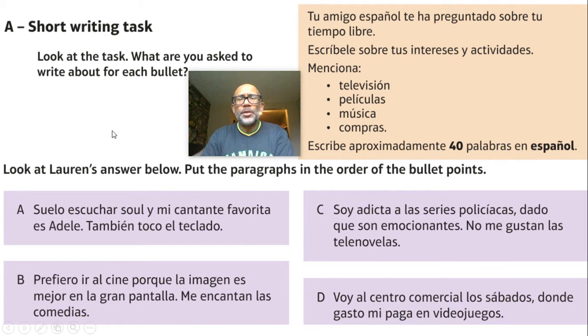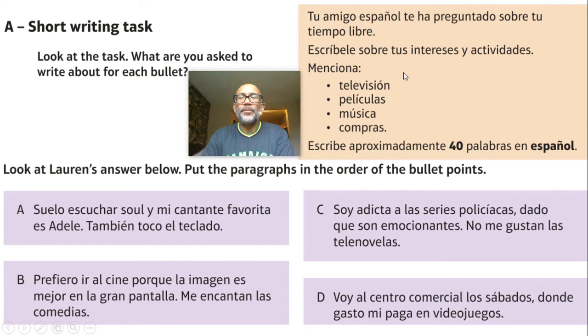So take a moment to pause the video to have a look at the first thing we're asked to do here, which is to work out what you're asked to do for each of these bullet points. Okay, let's talk through it together now. It says, tu amigo español te ha preguntado sobre tu tiempo libre. Your Spanish friend has asked you about your spare time. Escríbele sobre tus intereses y actividades. Write to him about your interests and activities.